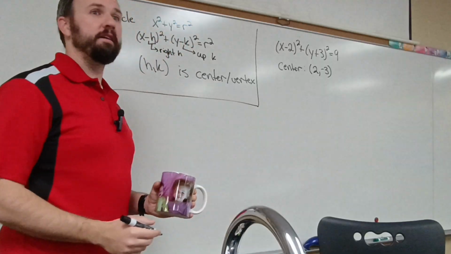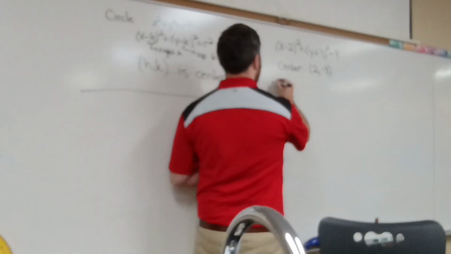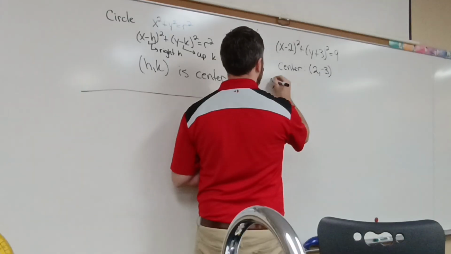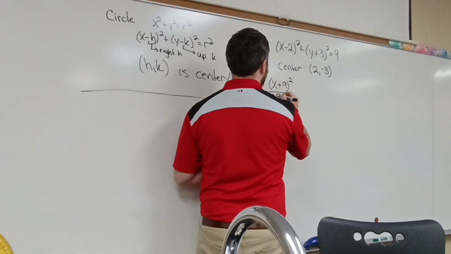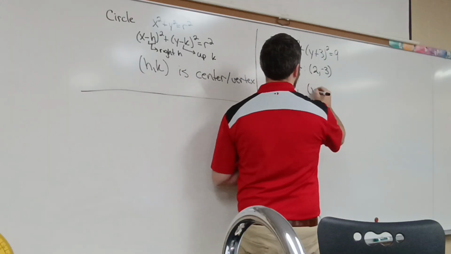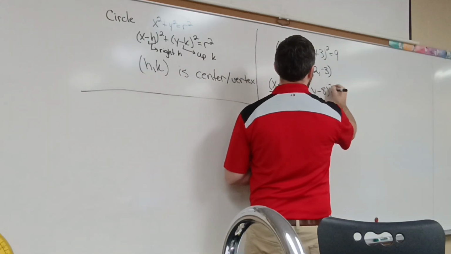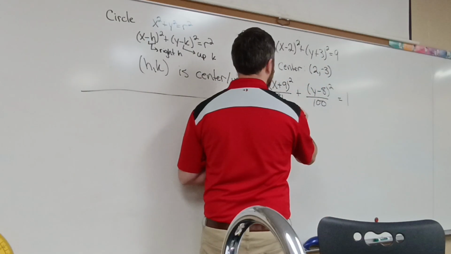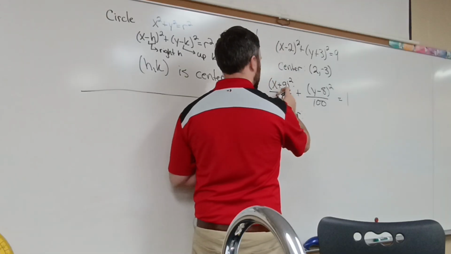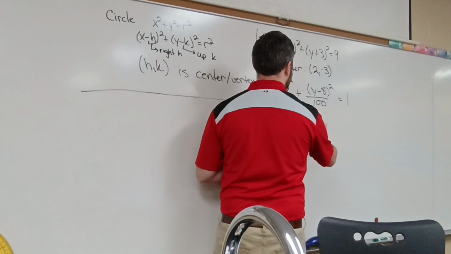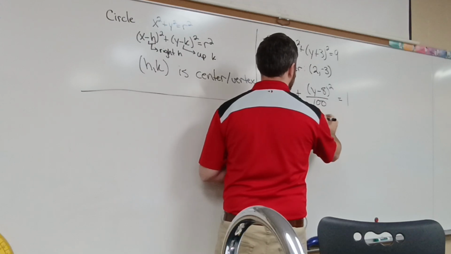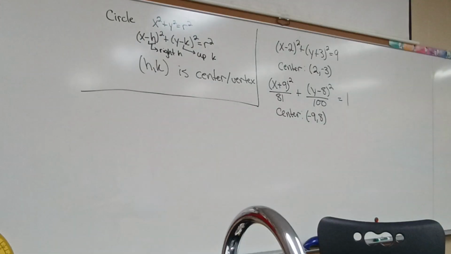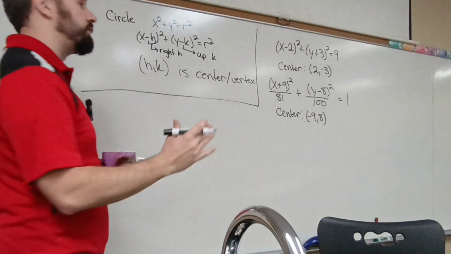Does this even work with ellipses? Like if I had (x plus 9) squared over 81 plus (y minus 8) squared over 100 equals 1. What's the center of that ellipse going to be? The opposite of 9 is negative 9. Opposite of negative 8 is 8. That's my center. Again, it works for vertexes, ellipses, hyperbolas, circles. It's all the same thing.